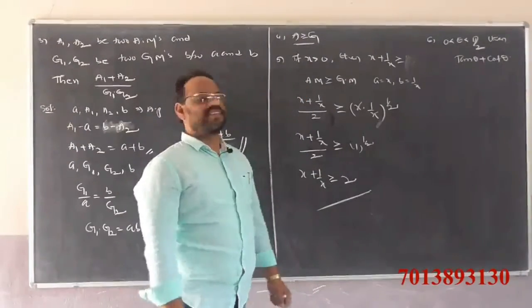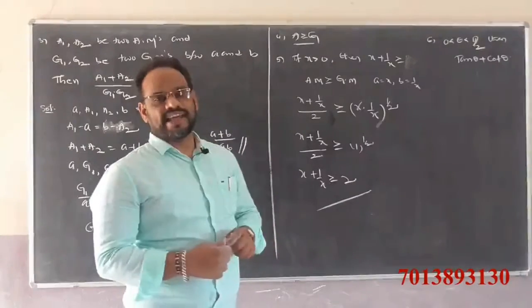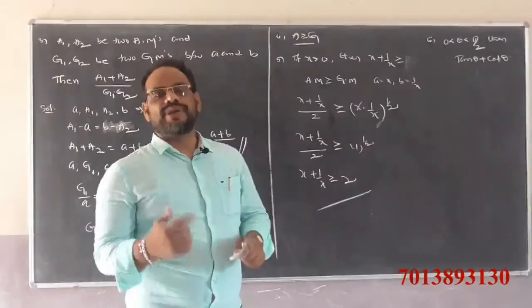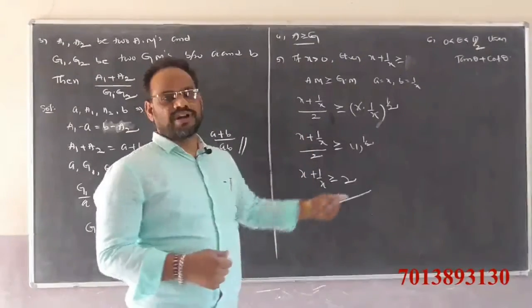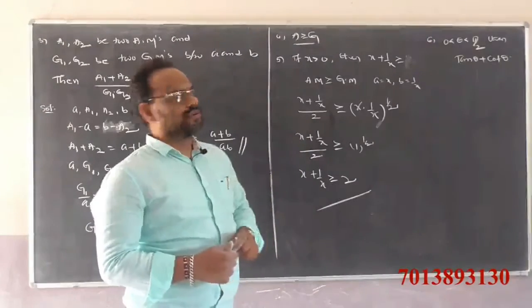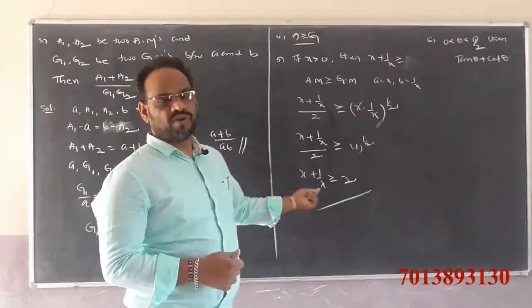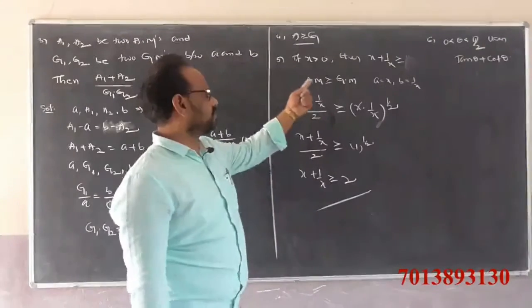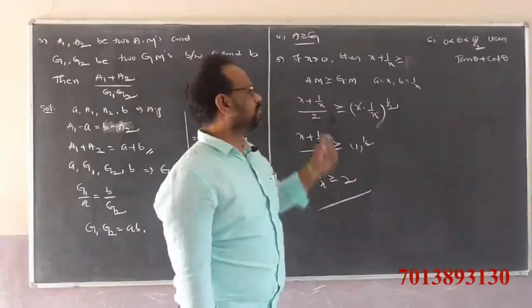X is greater than 0. Take x value minimum 1. Substitute here x plus 1 by x: 1 plus 1 by 1 is nothing but 2. So greater than or equals to 2. If you take 2, 2 plus 1 by 2 is nothing but 5 by 2, that is 2.5. So always greater than or equals to 2. So x plus 1 by x is always greater than or equals to 2.